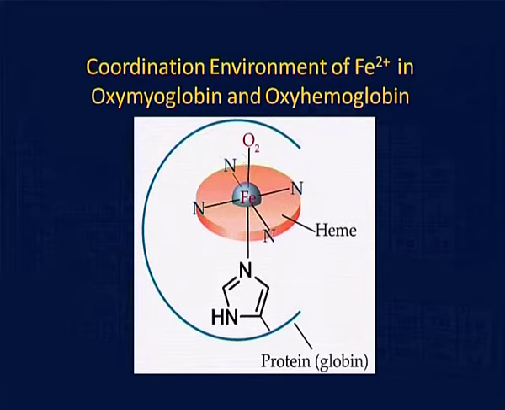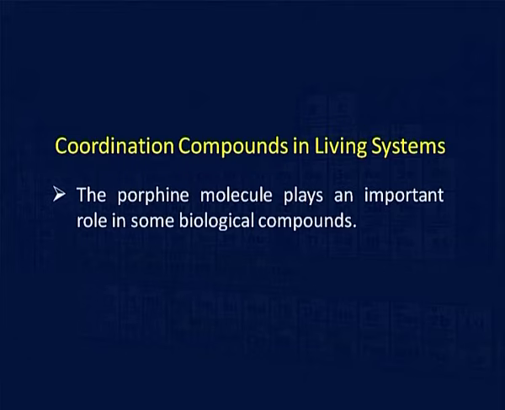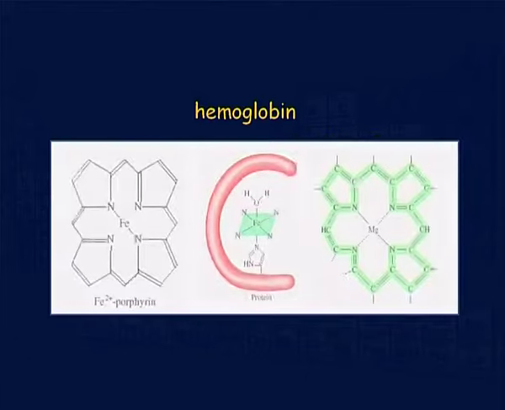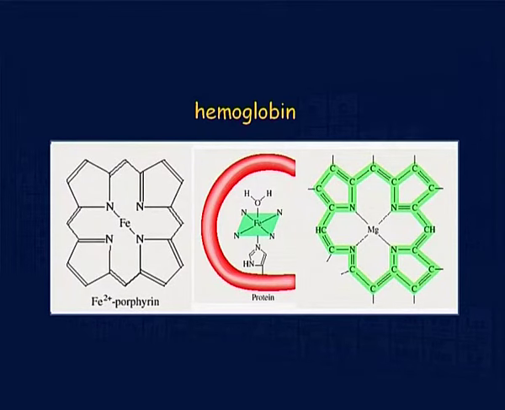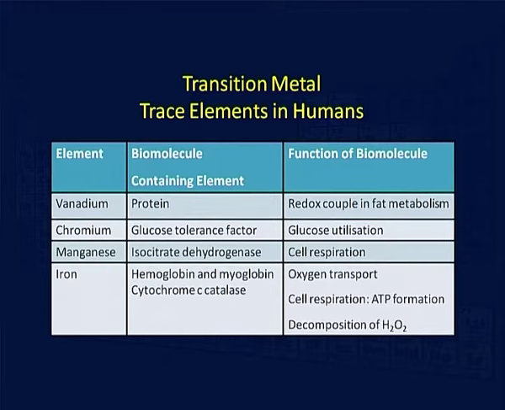So, in the structure of this hemoglobin, as I was talking, the transition element, that is iron, is very important and it is the heart of this molecule. Some other porphyrin molecules also play a role in the biological system, such as cytochrome C and some others, which also contain a transition element in their structure.